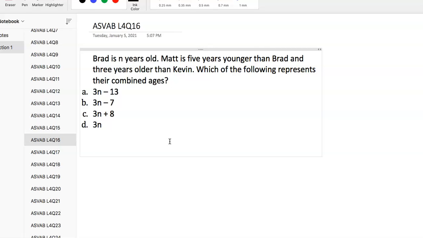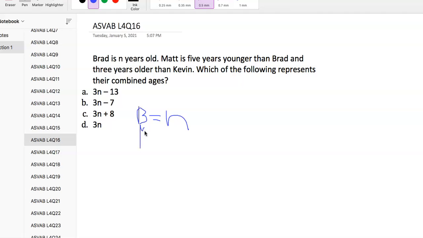Okay, let's see here. Brad is n years old. Okay, so there's n. Matt is 5 years younger than Brad. So Brad equals n. It says Matt is 5 years younger, so he's going to be n minus 5.